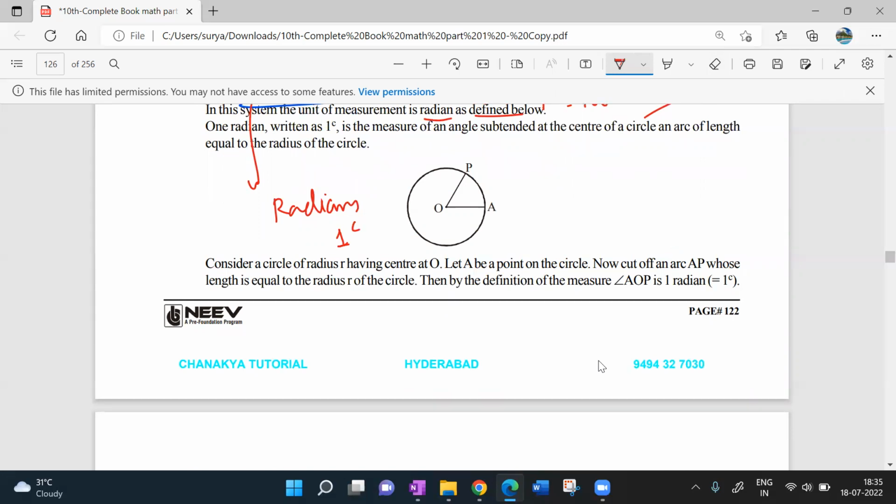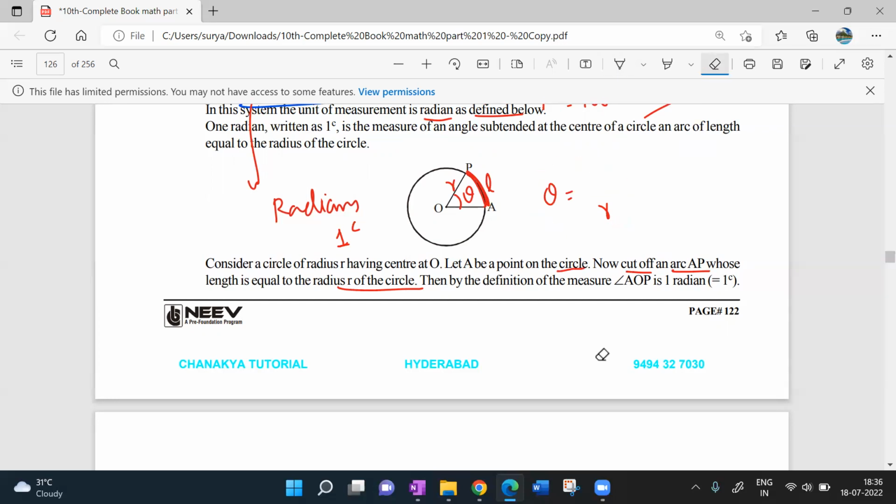Now consider a circle of some radius having center O. Let A be a point on the circle. Now cut off an arc AP whose length is equal to the radius of the circle. So this arc length, PA, subtends the angle theta. How do you measure theta? This is arc length L, this is radius R. This theta is L by R. Getting my point?